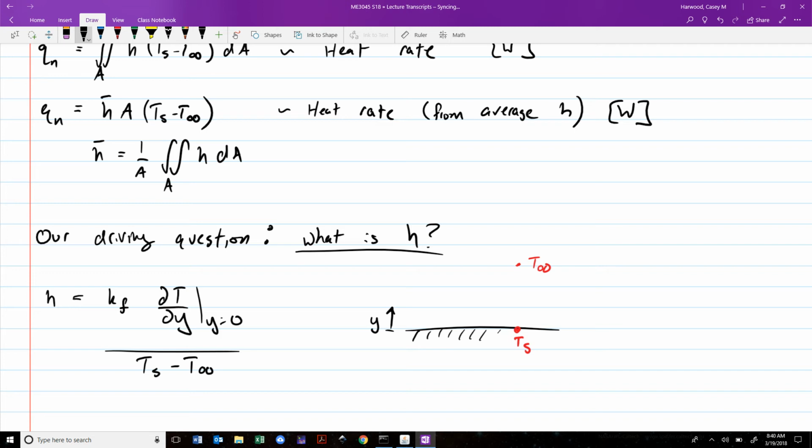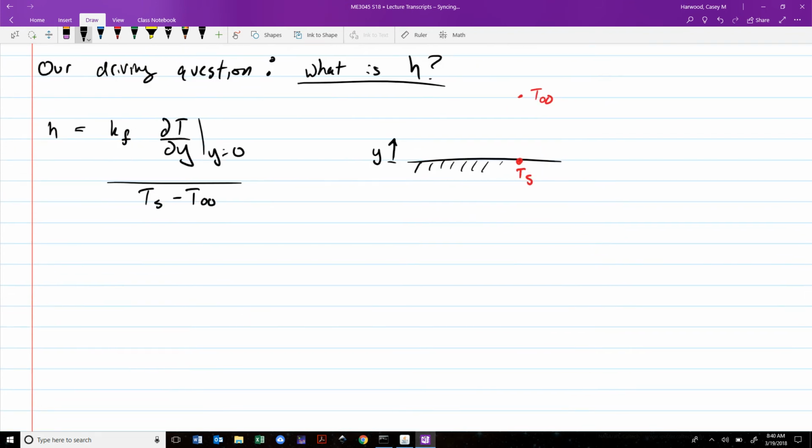But the issue with this is we want to find H. If we want to figure out how to come up with these Q terms, if we want to find H, we've got to know our T distribution. So this requires T of y to be known. If we want T of y, we have to solve this so-called energy equation, which we will write up here in a second.